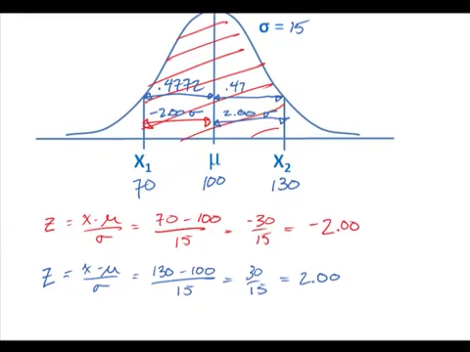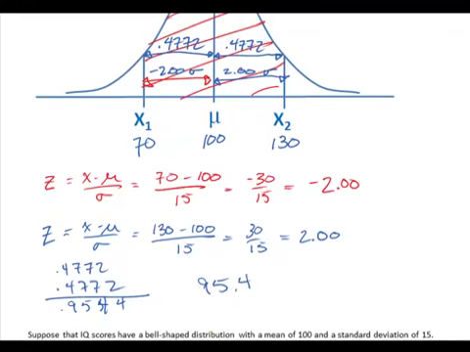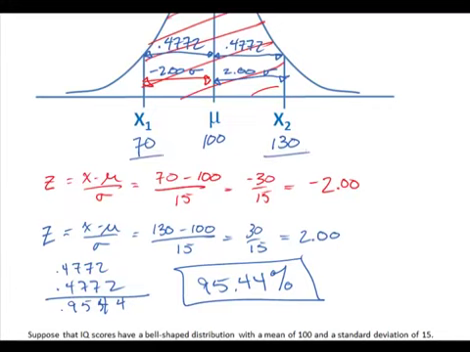When we add these two together, 0.4772 and 0.4772, we get a total of 0.9544, or 95.44% of the population has an IQ between 70 and 130.